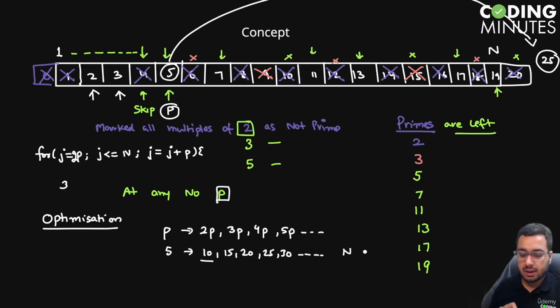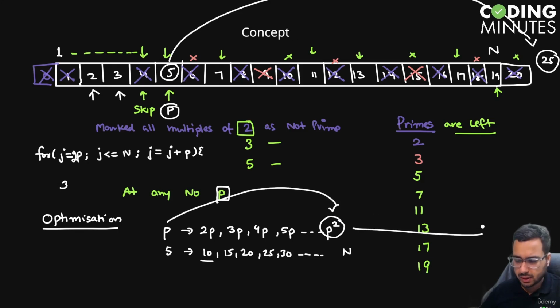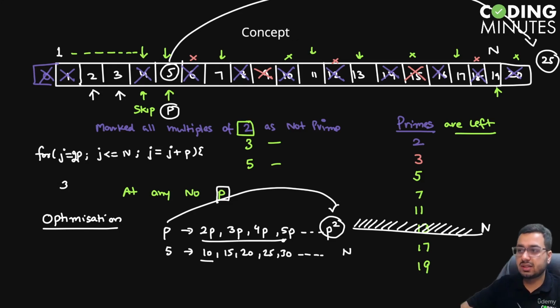But what I'm saying is, instead of starting from 2p, you can actually start from p square. You can mark all the numbers in the range p square to n as not prime. That will actually save some work of iterating over these numbers. Now you may ask how this optimization is possible.